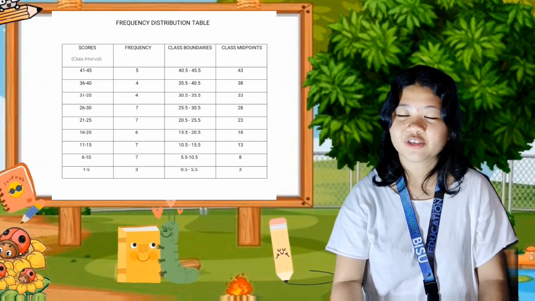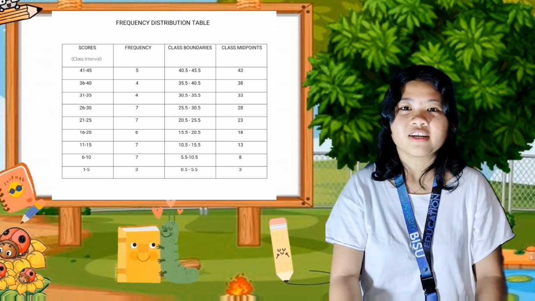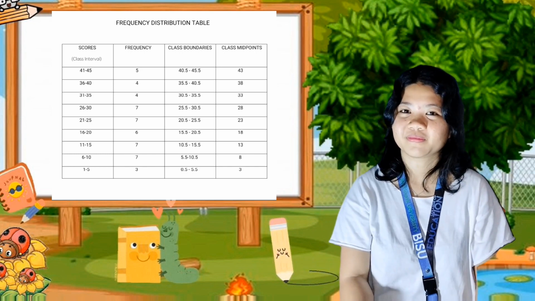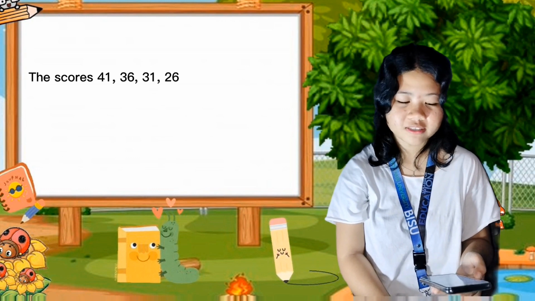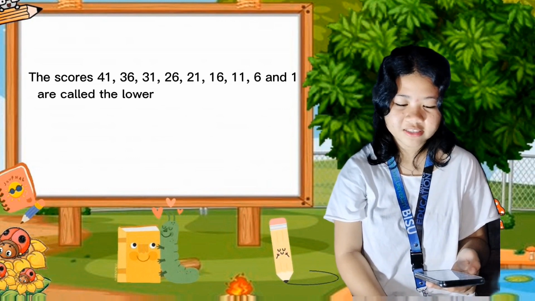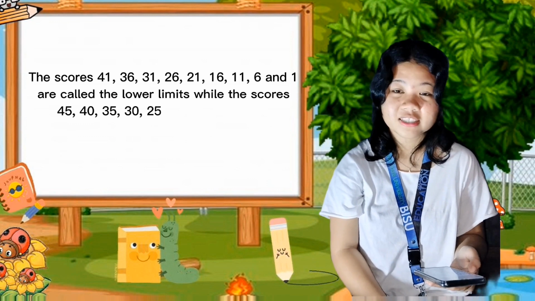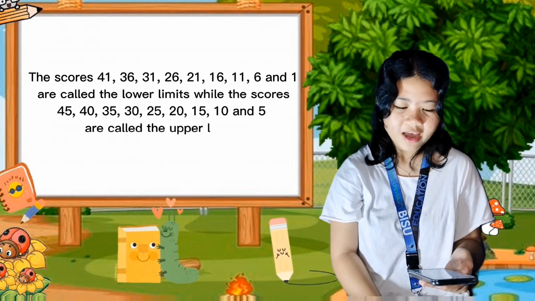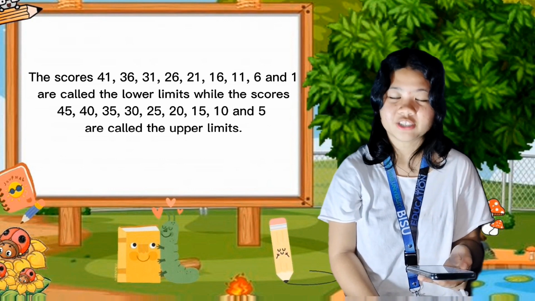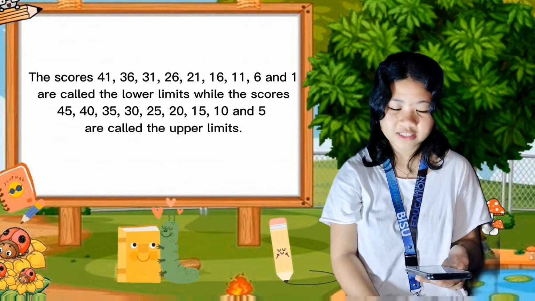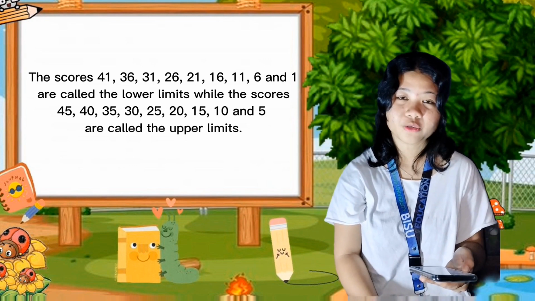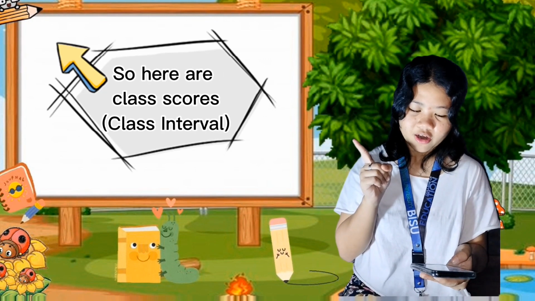So there are 9 classes or class intervals in our grouped frequency table, as shown in the table above. The scores 41, 36, 31, 26, 21, 16, 11, 6, and 1 are called the lower limits, while the scores 45, 40, 35, 30, 25, 20, 15, 10, and 5 are called the upper limits. So here are the class scores or the class intervals. To get the next column, which is the frequency, we count the scores that belong within each class interval from our list of scores in grade 7 Mango second periodical test.